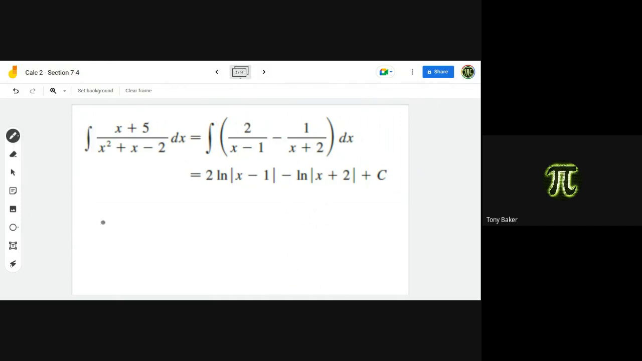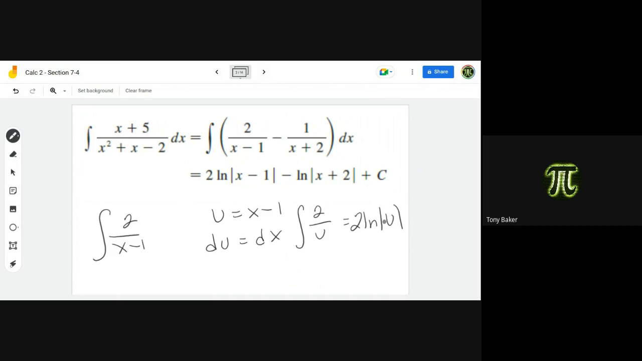I can find the integral of this. So the integral of 2 over x minus 1, I can do a simple u substitution. I'm going to make u x minus 1. So du is just dx. So now this is the integral of 2 over u. What's the integral of 2 over u? 2 ln of u, which would become 2 ln of x minus 1, which is what they got right there. Do you even need to use substitution for that? No, you could use an implied u substitution for this. It's very simple to do that, yes.